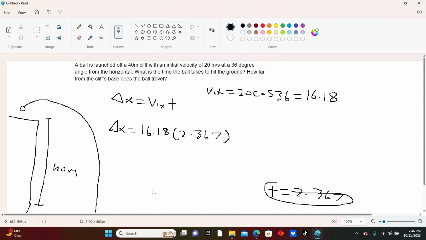You should get a value of 38.3 meters. So yeah, now let's move on to the next question.